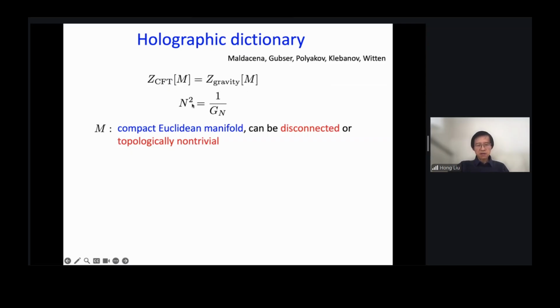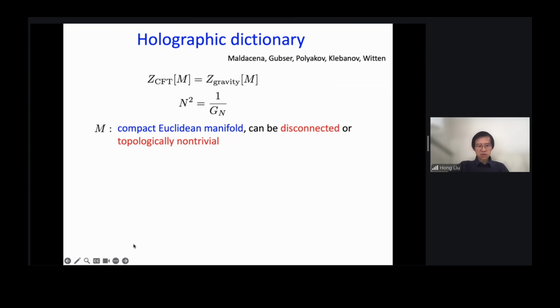Okay, and there's a parameter relation between the CFT and the gravity, which is, in the CFT, there's normally N squared, which characterizes the number of degrees of freedom, which is related to 1 over G Newton on the gravity side. Of course, this relation is supposed to hold at the general quantum gravitational level, but normally we cannot actually access the gravitational partition function in the quantum gravity regime.